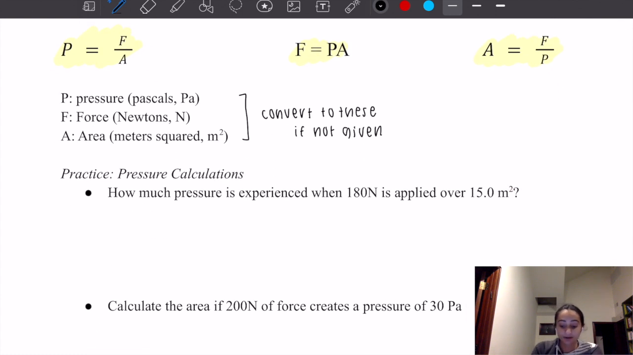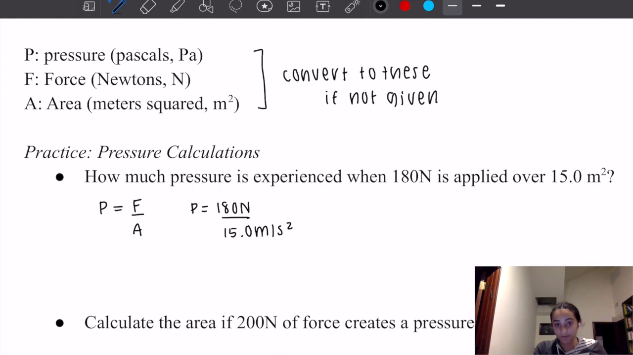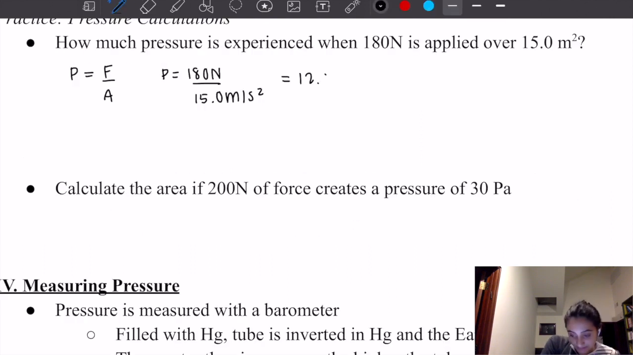So first, how much pressure is experienced when 180 newtons is applied over an area of 15 meters squared? So I am going to use the equation pressure equals force over area, and I'm going to just plug in what I know. So I have 180 newtons over 15.0 meters squared, and if you just plug that into your calculator, you get a pressure of 12.0 pascals.